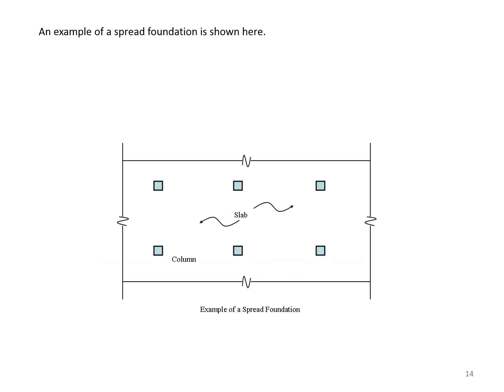An example of a spread foundation is shown in here. In this case, a slab is used to provide the support for the columns, and here are the columns. This is one of them.